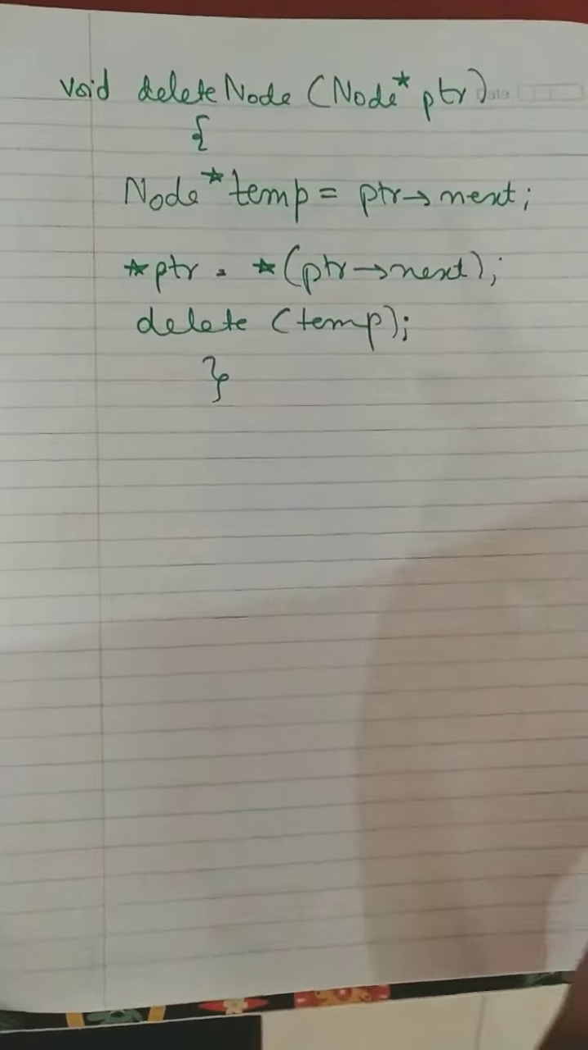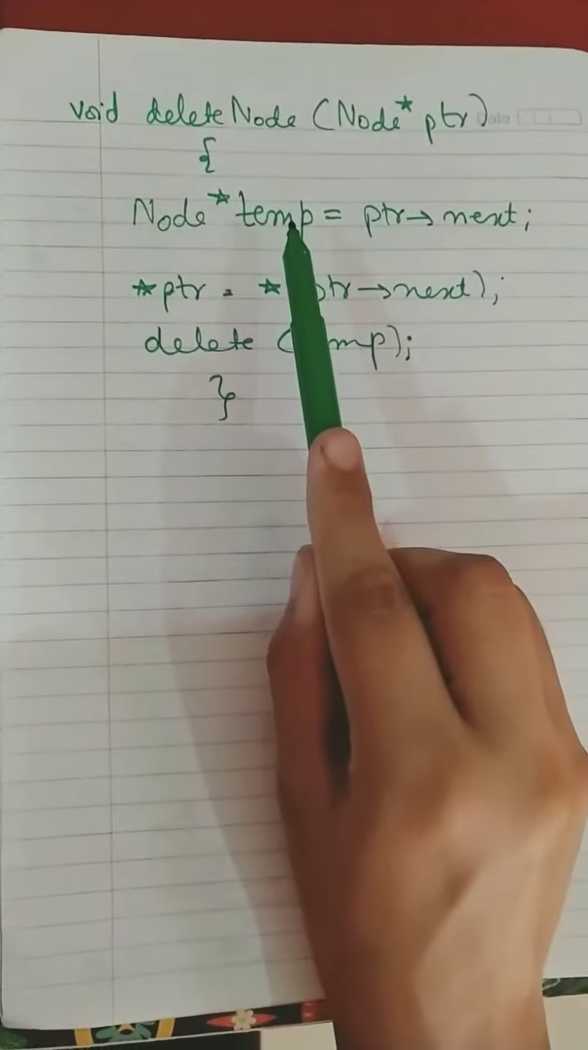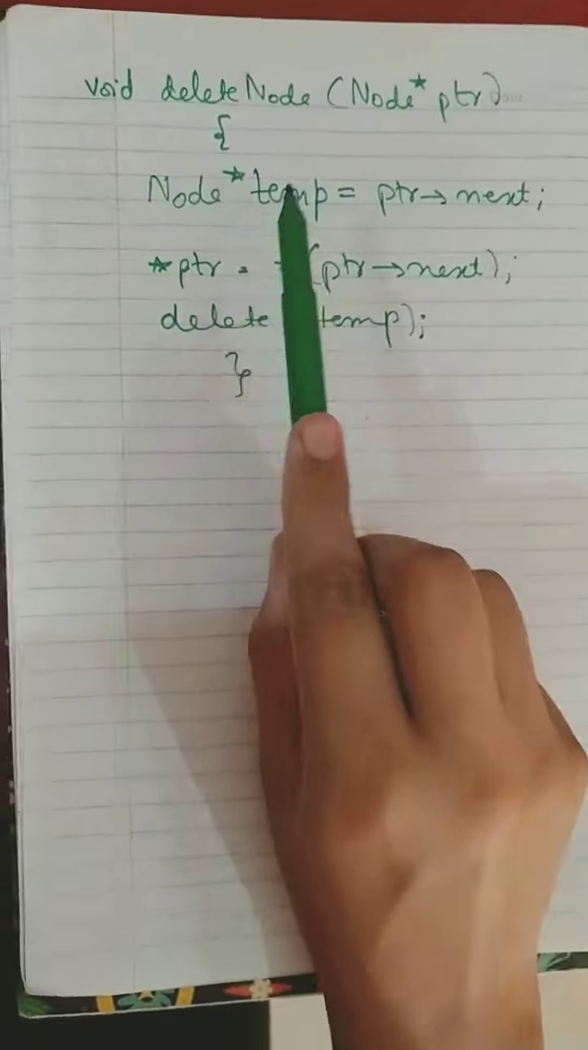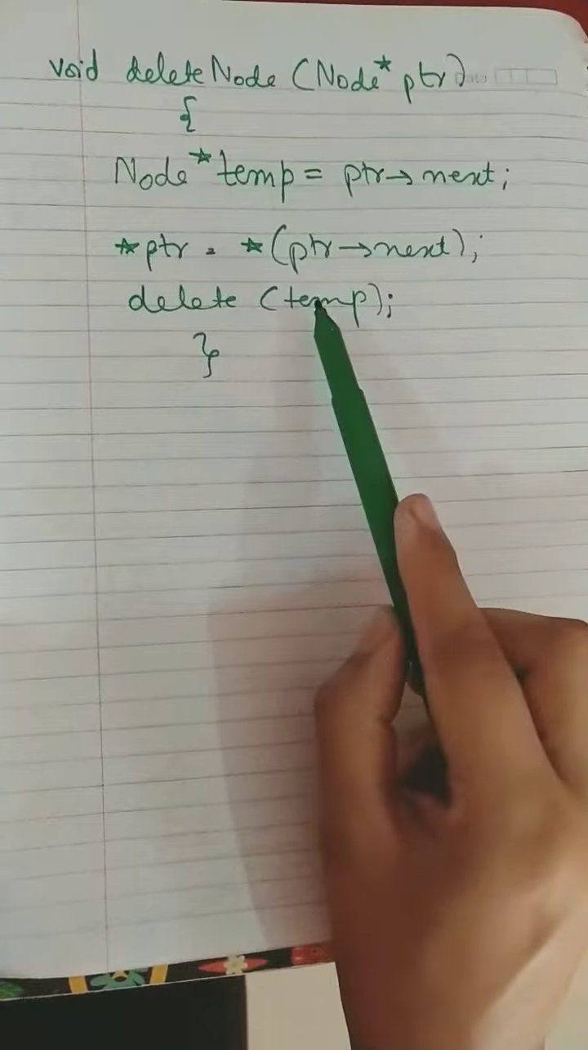So the code will be very simple. We were given the pointer PTR. I took the pointer next to it and called it temp. I equated the value at PTR with the value at PTR next. Then I delete the temp, and that's all.